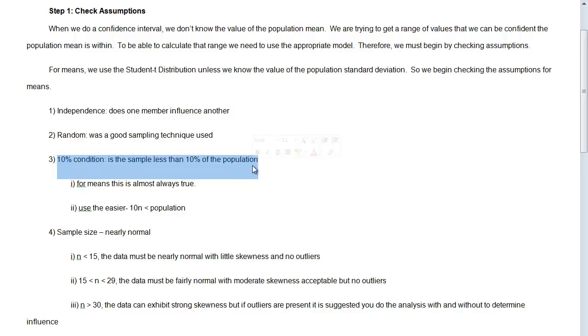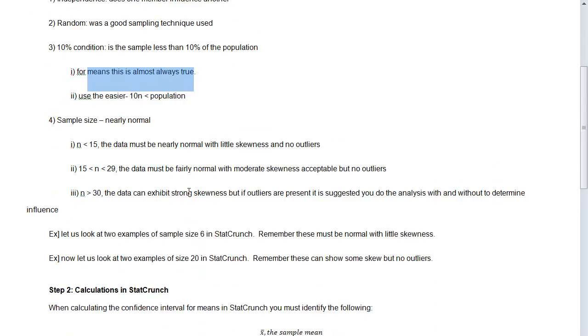For means, the sample sizes are usually very small. You'll see that today. And so this is not always bad. For means, this is almost always true. And of course, I always use the easier 10 times n is going to be less than the population. But remember, this is almost always true, and so we don't need to worry about it too much.